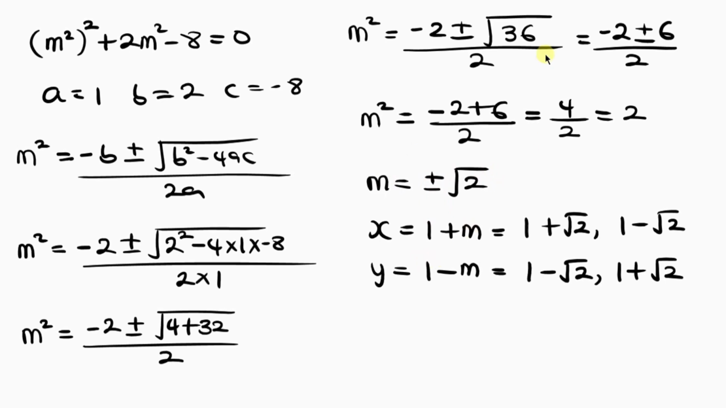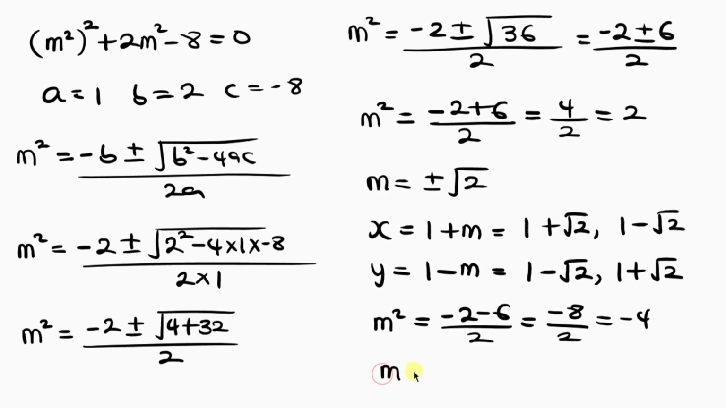Now remember that we just used the one for positive. So now let's use the one for negative for the value of m. So we're going to have m squared equal to, using the negative this time, minus 2 minus 6 over 2, equal to negative 8 over 2, and this is going to give me negative 4. If I take the square root of both sides, you notice that I'm going to have plus or minus the square root of negative 4, right? And this is going to give me 2i, which is a complex value.